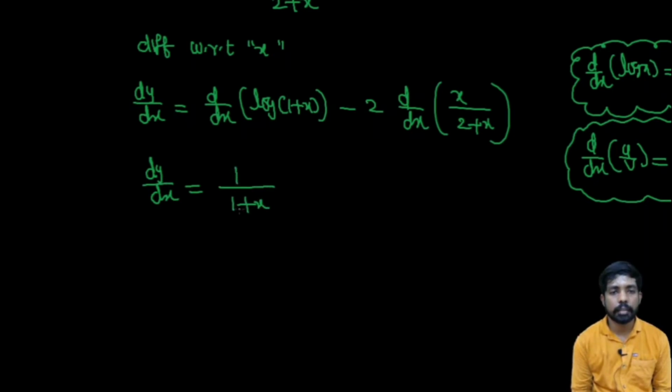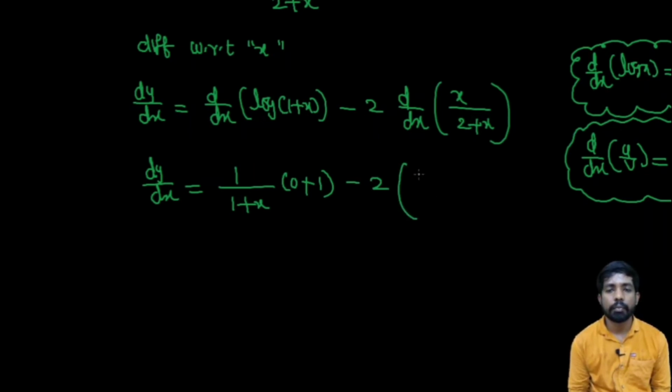So this is again differentiation. Differentiation of 1 is 0. Differentiation of constant x is 1. So 0 plus 1 minus 2 into differentiation of u by v, this is okay, u by v. V is 2 plus x. Differentiation of x is 1.